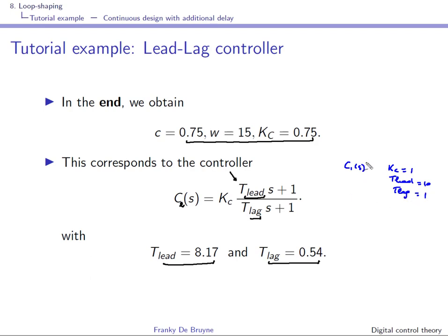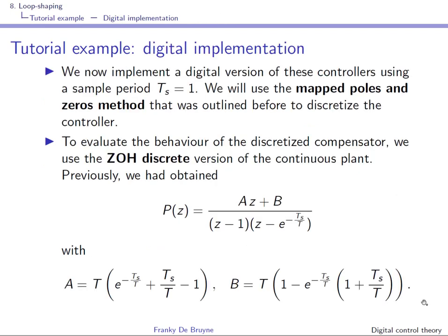Of course, this controller and this controller are not the ones we are interested in. We're looking for a digital controller, and these controllers will result from the discretization of these two controllers using the matched pole and zero approximation method. So what we'll do right now is obtain C1Z, C2Z, and we'll look at the closed loop behavior.